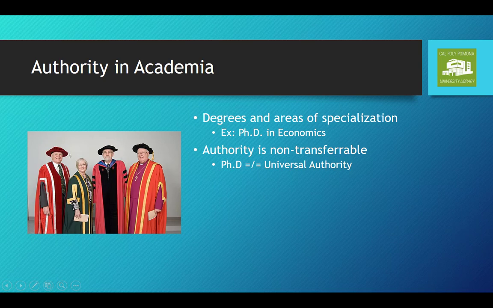For example, in academia, we convey authority through a degree and an area of specialization. So someone with a PhD in economics is someone who can be considered to give an authoritative answer on questions in that particular discipline. However, if said economics professor decides to give an opinion on quantum physics, it wouldn't be as authoritative as an argument made by a physicist.